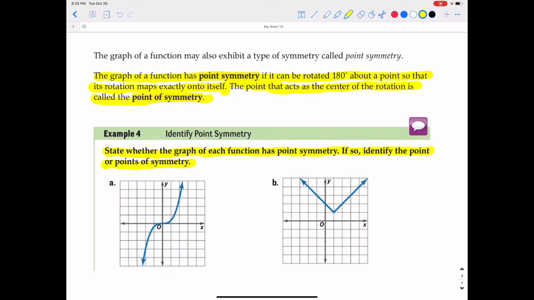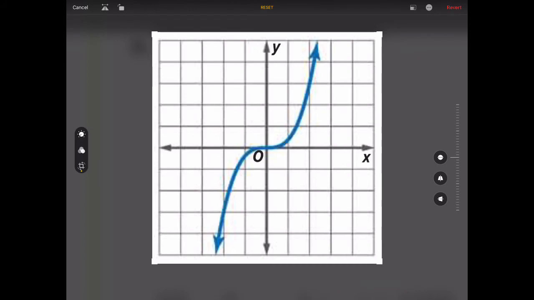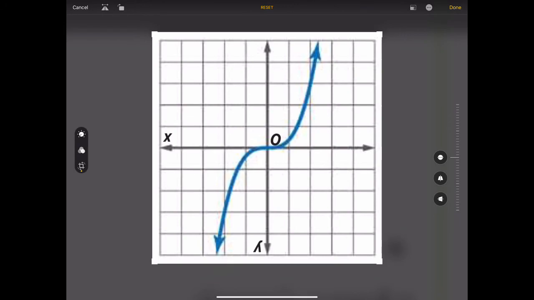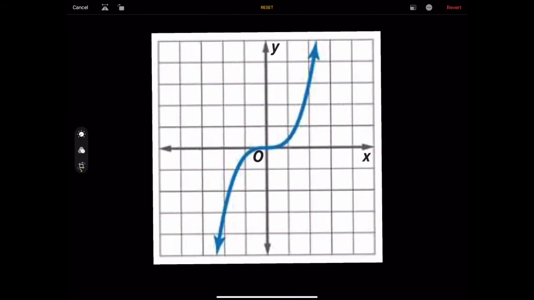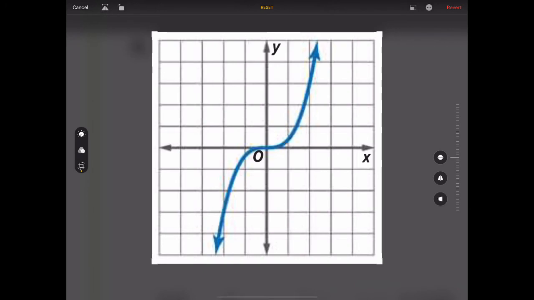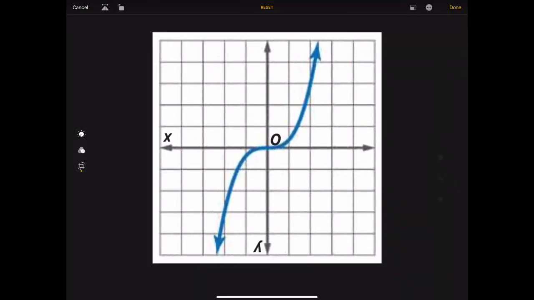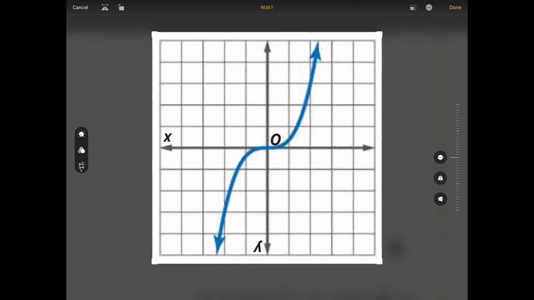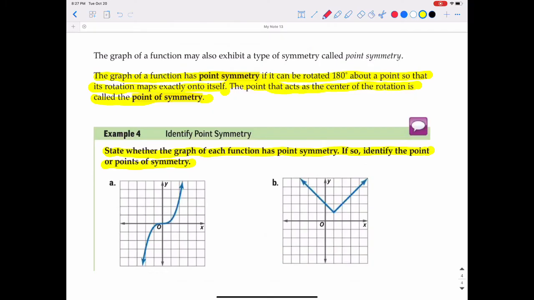So what I'm going to do is go to another screen. Here's the exact same graph blown up. If I spin that around 180 degrees, does it look exactly the same? I'll spin it around a half turn. And notice when I do that, it does look exactly the same. I'll do it again. So this is where it started. And then spin it around again, a half turn, 180 degrees. It looks exactly the same. So yes, we would say this does have point symmetry.